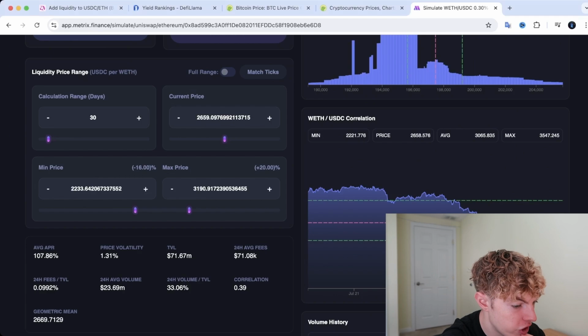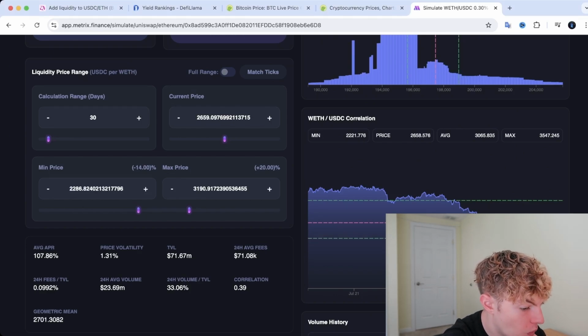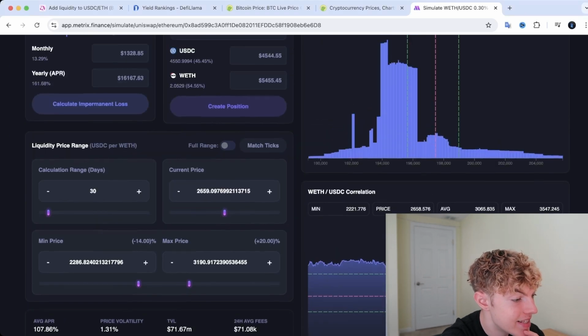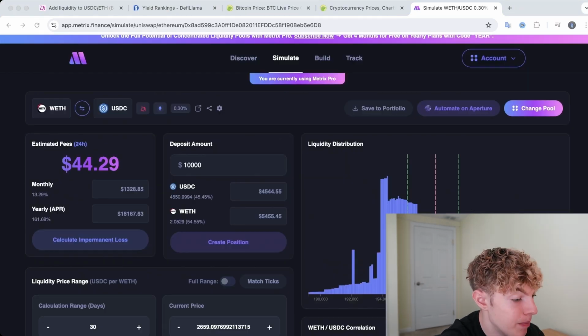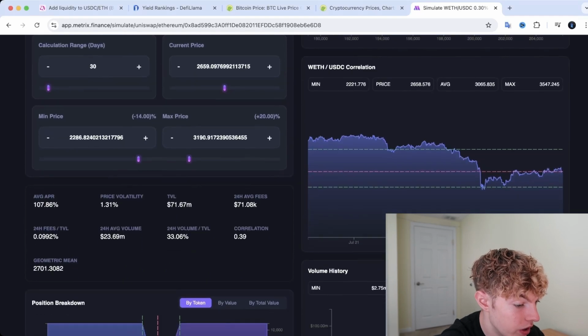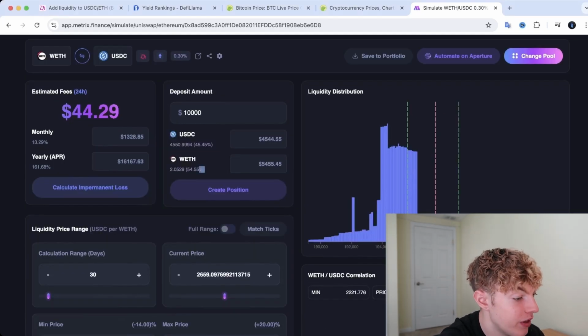And for min price, I'm actually going to move this even more. And you're probably wondering why my min price is so close to going out of range. I would choose this range in the sense that I'm betting on the upside for Ethereum. I personally think Ethereum is going to go on a run. That is why I am setting the parameters up like this. So basically, by executing on this range, in Ethereum we have about 55%, in USDC we have about 46%.